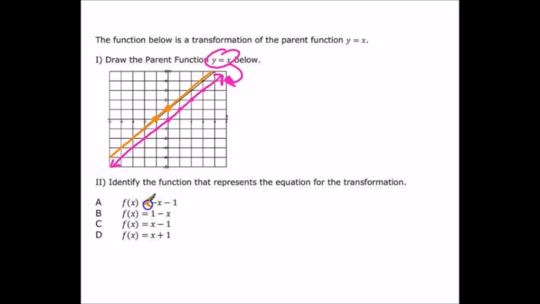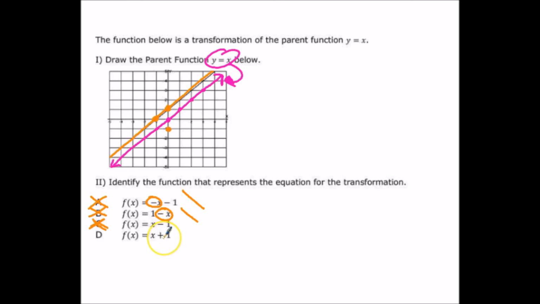A says that it has a negative slope. Well, negative slope means it's going down, but this graph, the orange, is definitely not going down, so it can't be A. B has a negative slope again, which means it's going down, so it can't be B. Now this answer C, I've already marked it out because this has a -1, which means it's going down 1. But there's nothing there when I went down 1, so it can't be C. So the only other answer choice here could be D.